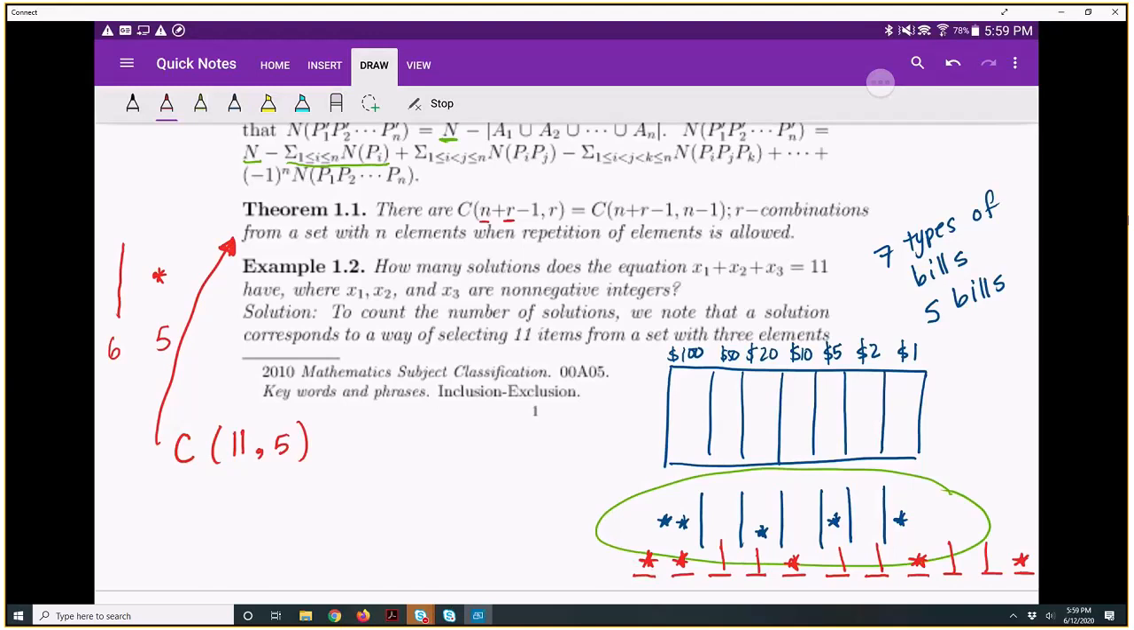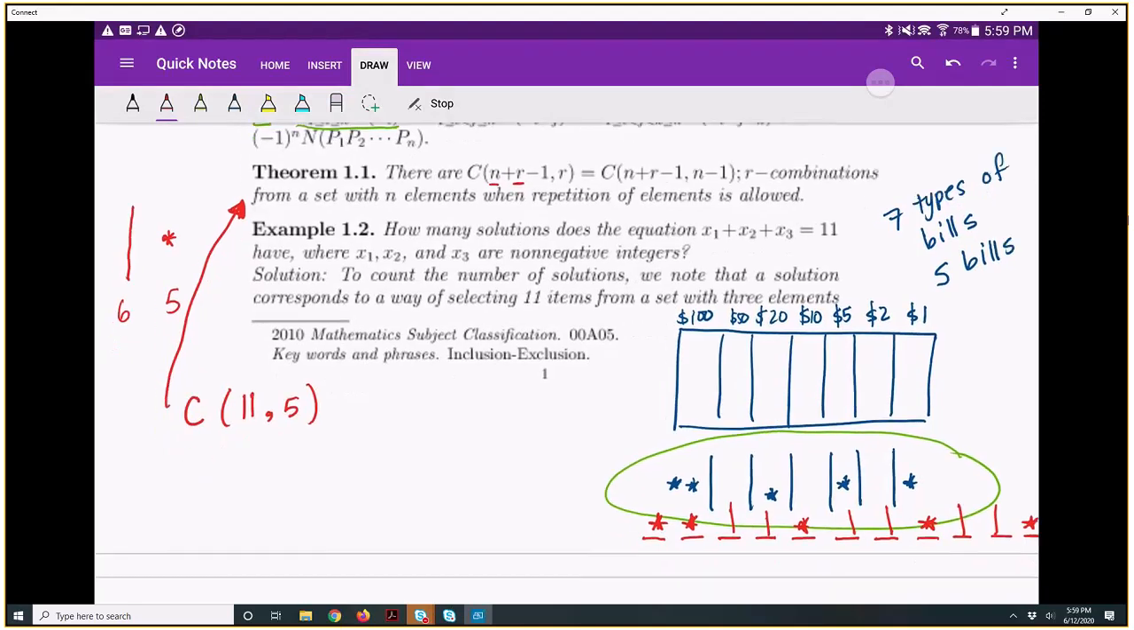So another example of applying this theorem is how many solutions does the equation x1 plus x2 plus x3 equals 11 have, where x1, x2, and x3 are non-negative integers. To count the number of solutions, we'll note that a solution corresponds to a way of selecting 11 items from a set with 3 elements. So think of x1 as a box, x2 as a box, and x3 as a box, and the way of selecting 11 items.